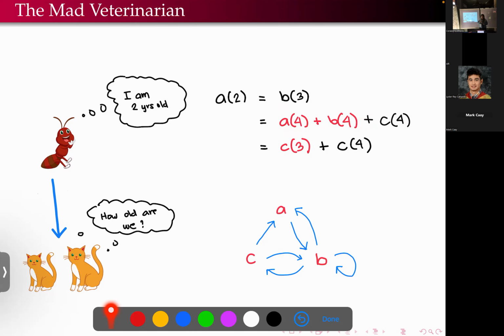And I know that cat, or C of 3, would be equal to this. So since it's an equality, I can do it both ways. So this guy would be equal to this one. Therefore, although this doesn't make sense because it seems like the cat or the animals lose age, the idea is that in this case, if I have an ant of 2 years old, I will get 1 cat and 2 cats, 1 of age 3 and 1 of age 4.